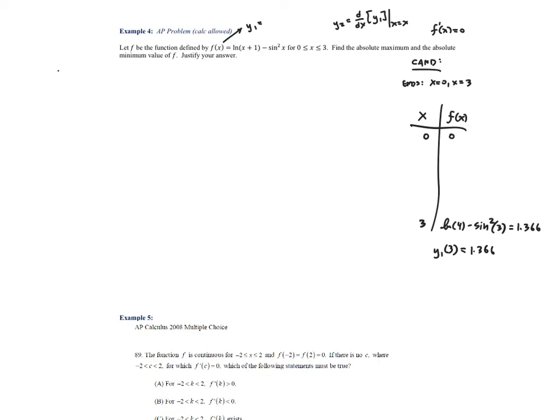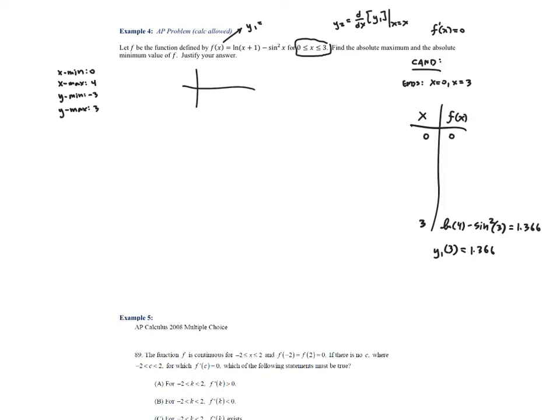When I graph, I did a window with x min of 0, x max of 4, y min of -3 and y max of 3. What that allows me to do is see this entire interval plus a little bit. And then it allows me to see where that function f prime would be crossing the x-axis. So here's what I got for a sketch.